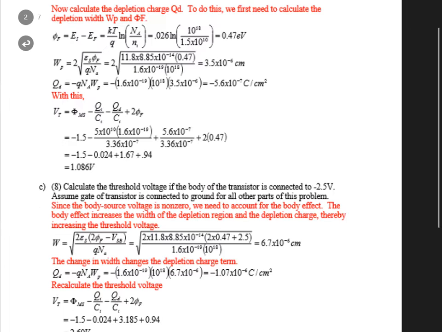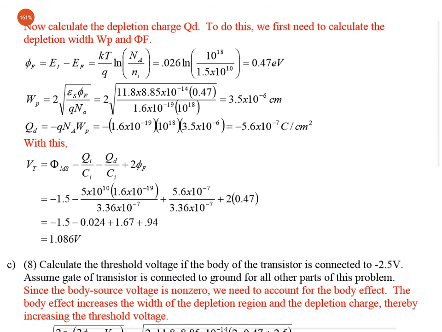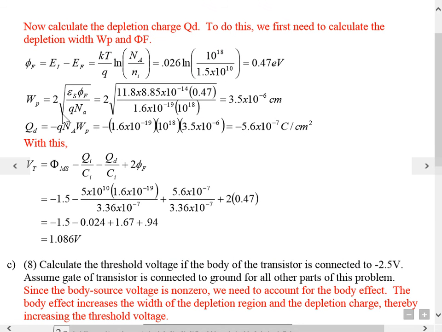Now, when you calculate this, the semiconductor work function, EF minus EI, KT over Q, ln of NA over NI, this is a pretty straightforward calculation. This should be volts here, not electron volts. If it's KT, then it'll give electron volts. If it's KT over Q, it's given in volts.